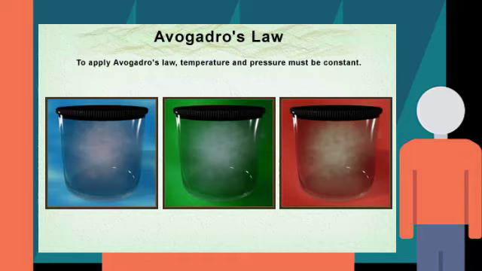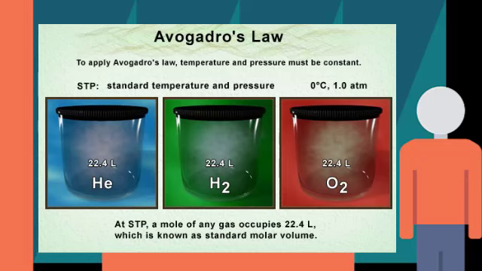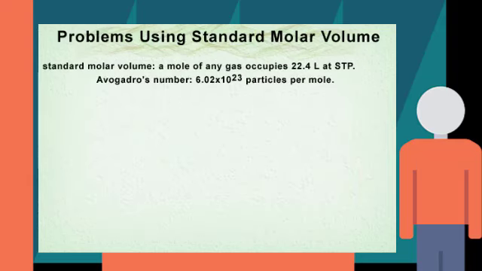For Avogadro's law to apply, temperature and pressure must be constant. To provide a frame of reference, many measurements are reported at 0 degrees Celsius and 1 atmosphere of pressure. This specific temperature and pressure is called standard temperature and pressure and is abbreviated as STP. At STP, a mole of any type of gas occupies 22.4 liters, which is known as standard molar volume. Standard molar volume and Avogadro's number are useful for converting between liters, moles, or particles.